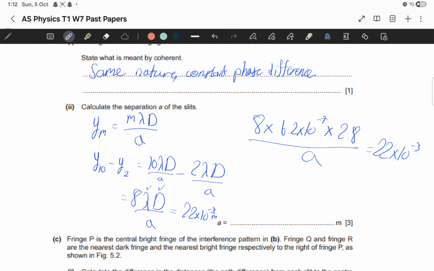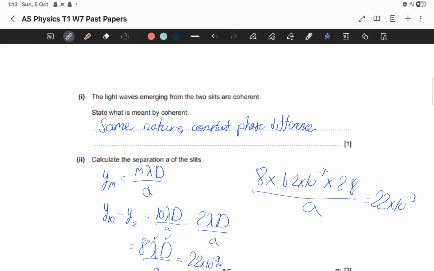Now, do this on a calculator. So, 22 times 10 to the power of negative 3 over 8 times 6.2 times 10 to the power of negative 7 times 2.8, sorry. It gives me a as, this is wrong. This can't be correct. What did I do here? One second. Oh, okay, I know what I did.